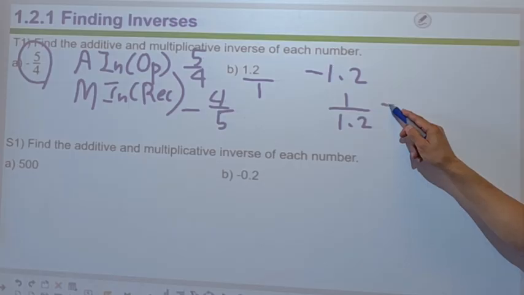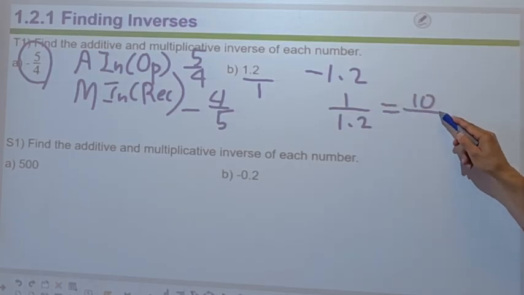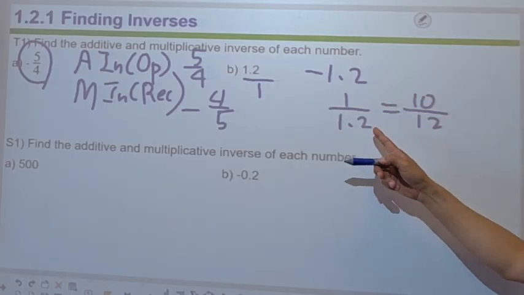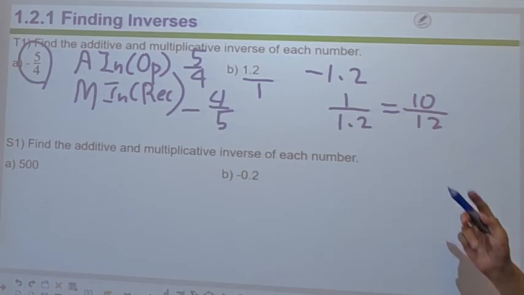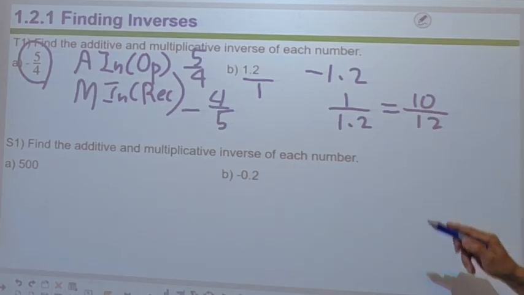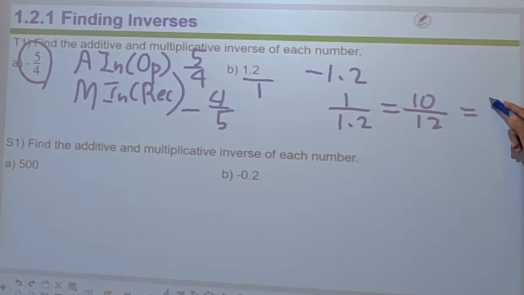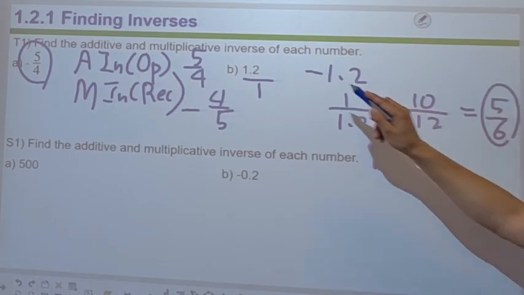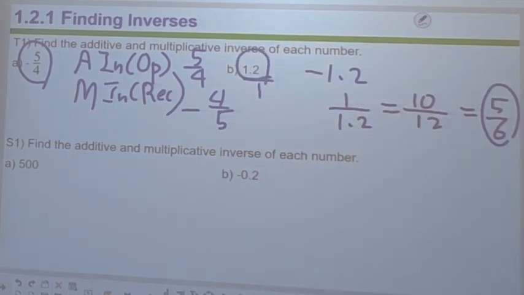So let's change to what? 10 over 12. I multiply by 10 here, right? Because you need to get rid of the decimal. And now you need to simplify. What? 5 over 6. So the multiplicative inverse, which is reciprocal, is now 5 over 6. Everybody got it? Okay.